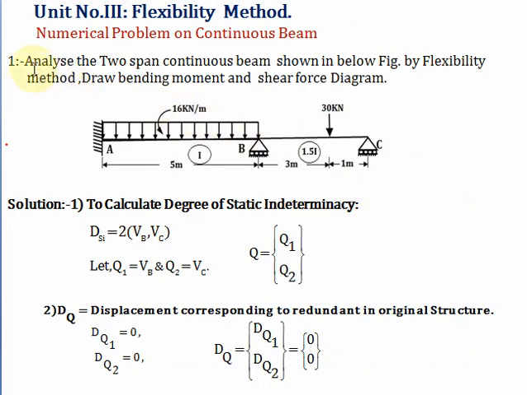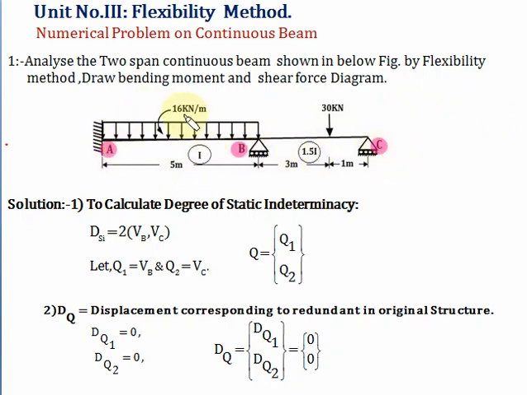So this is the statement of the given numerical problem. Analyze the two-span continuous beam shown in the below figure by flexibility method, draw bending moment and shear force diagram. Okay, so this is the given beam A, B, C.